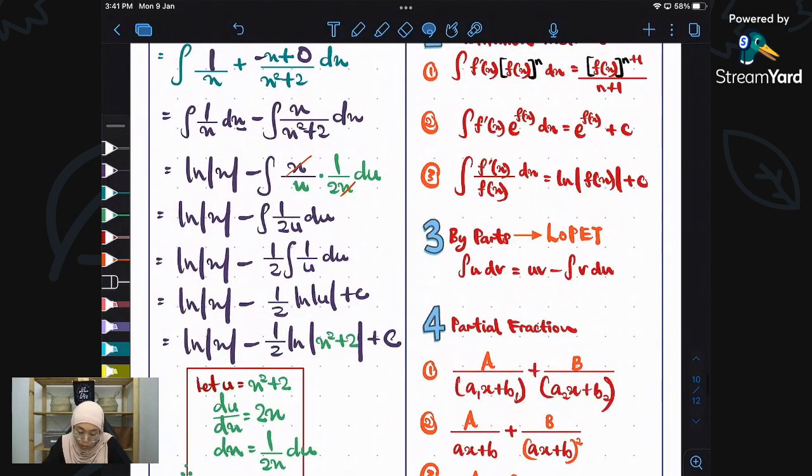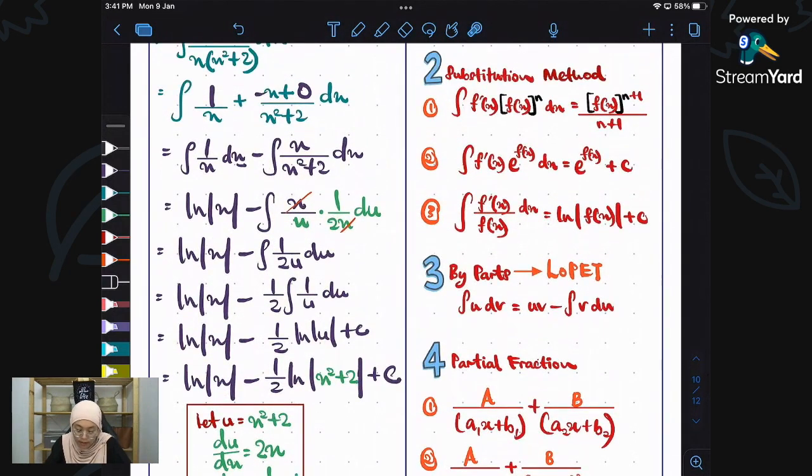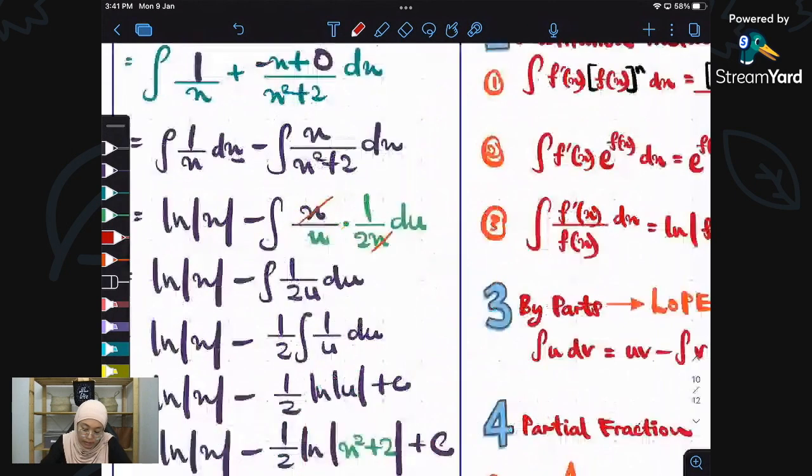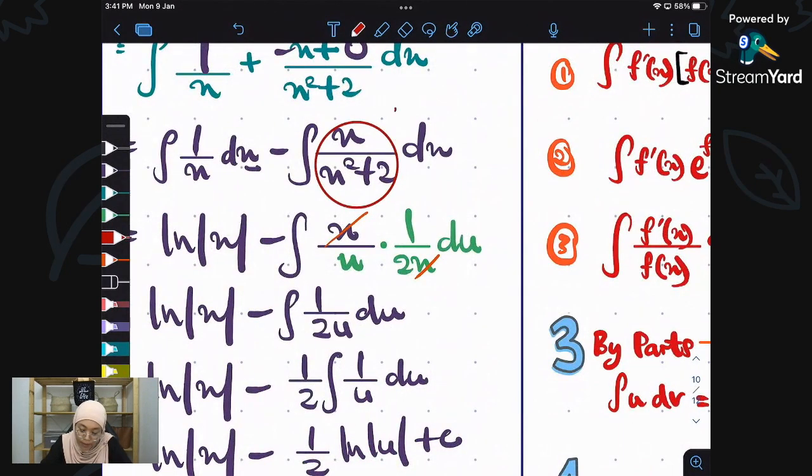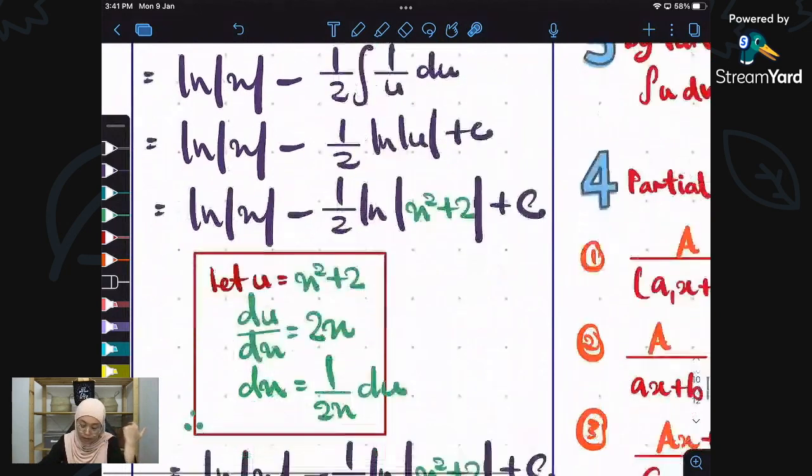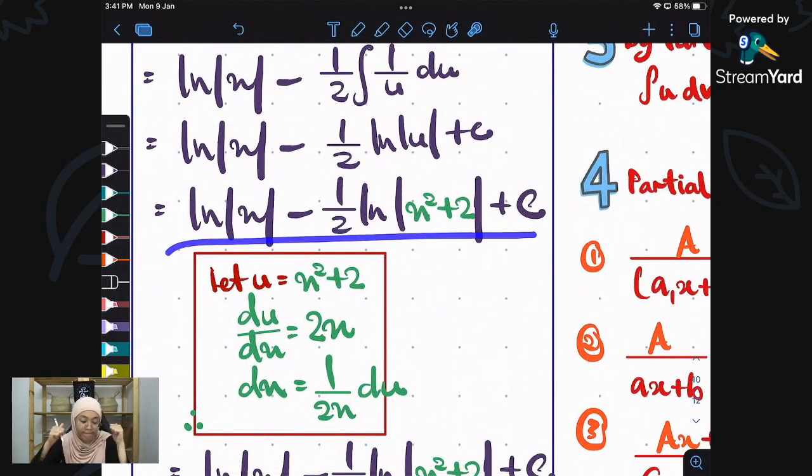So make sure you know that this is substitution method. Always begin with step 1, iaitu substitution method dahulu. Kalau berjaya substitution method ini bermaksud pakai substitution method je lah. Tak payah lagi fikir IBP, tak payah lagi fikir partial fraction. So this is the final answers. We're done.